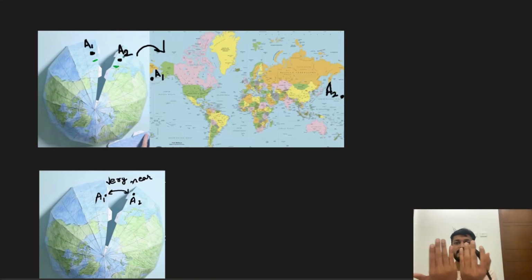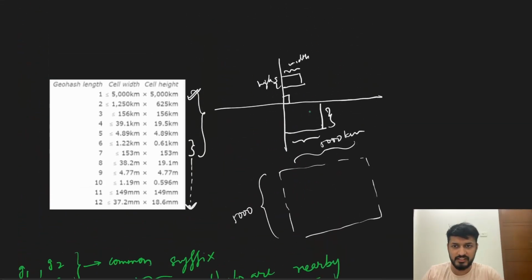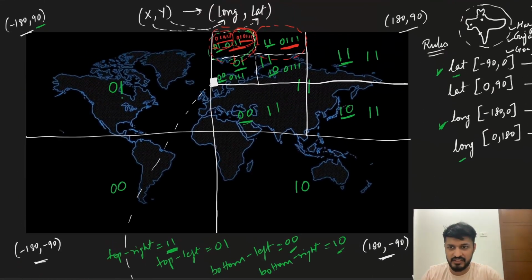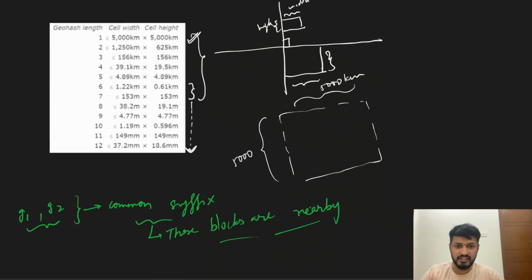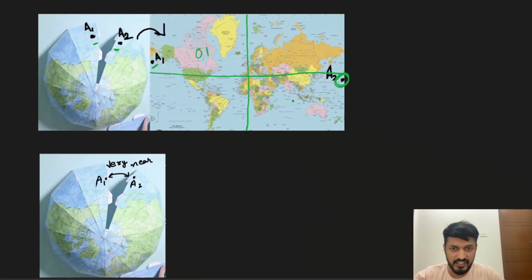But as soon as we open them to make a 2D map, A1 lies this side and A2 lies this side, right? Now if I try to divide this world and make geohashes, this lies in the second quadrant and A1 lies in the second quadrant and A2 lies in the fourth quadrant. So A1 suffix will end with 0, 1 and A2 suffix will end with 1, 0. Okay. So this will end with 0, 1 and this will end with 1, 0.